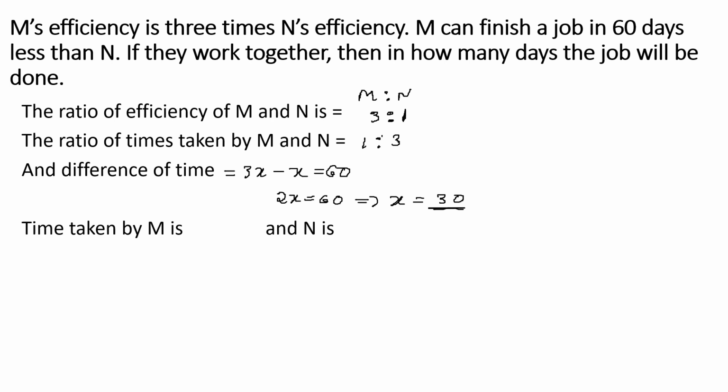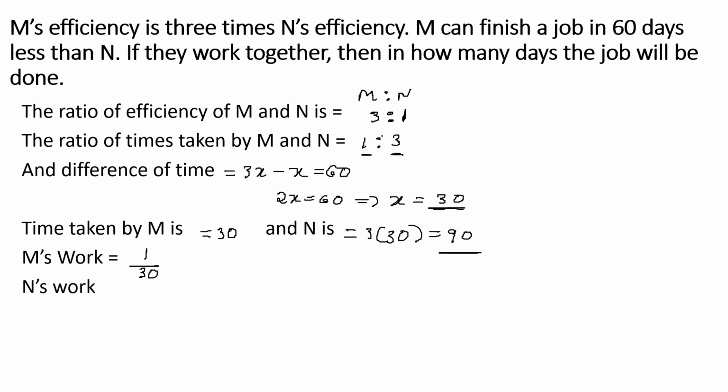So time taken by M will be 1x here. So x is equal to 30. And time taken by N will be, so N corresponds to 3. So 3 into 30, that is 90 days. So M takes 30 days and N takes 90 days. Now work done by M in 1 day will be 1 divided by 30, and work done by N in 1 day will be 1 divided by 90.